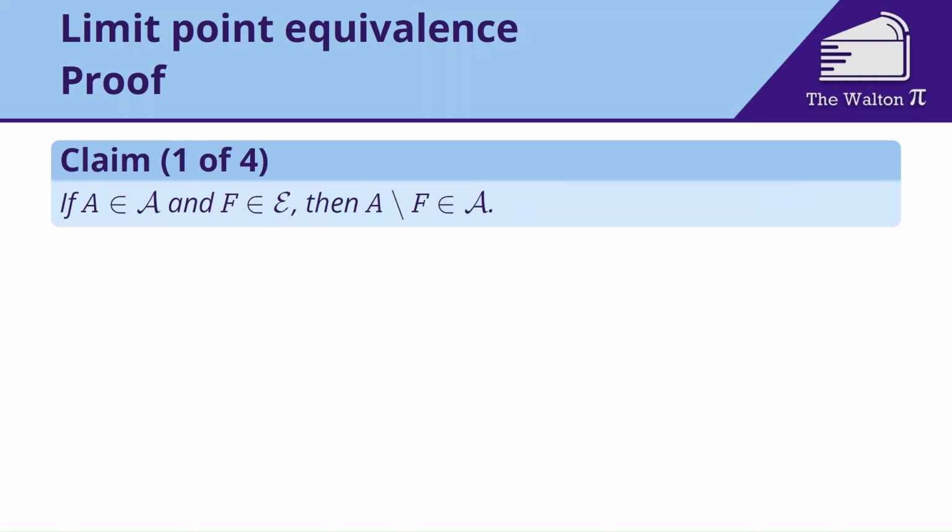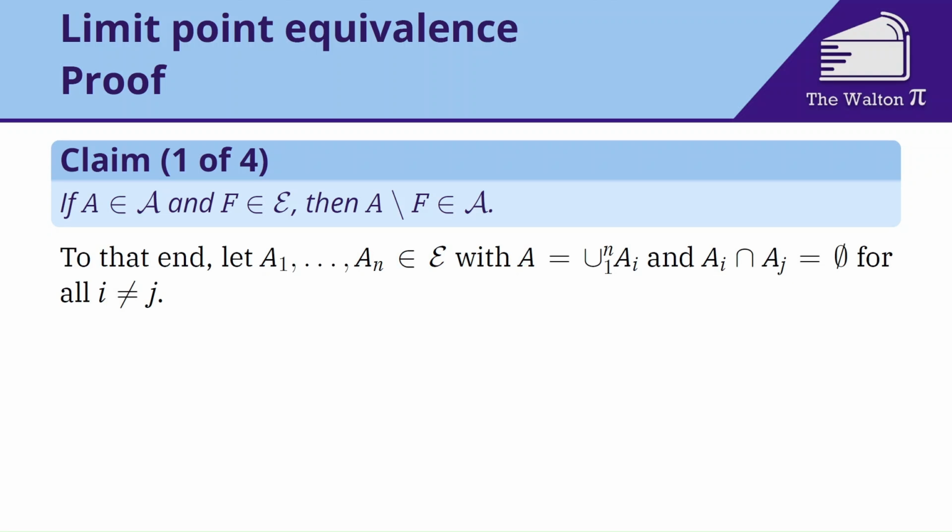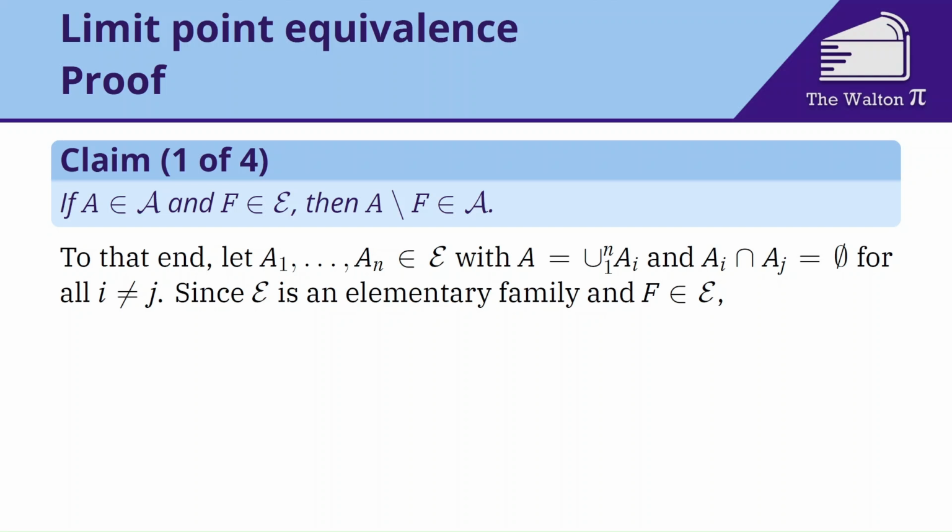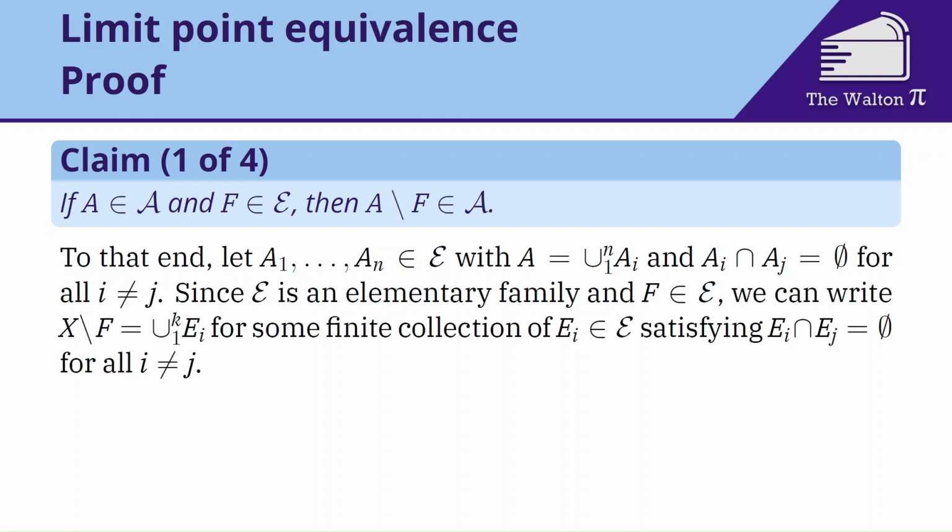So first claim, let's go through and do that proof. Let's start by picking A1 through AN in our elementary family, and A is going to be a finite disjoint union of those AIs. That's what it means for something to be in our potential algebra, and so we go through and say, okay, we have that element A, what are the pieces that make it up? Since E is an elementary family and F is an element of that elementary family, we can write the complement of F as a finite disjoint union of EIs, where those EIs come from our elementary family.